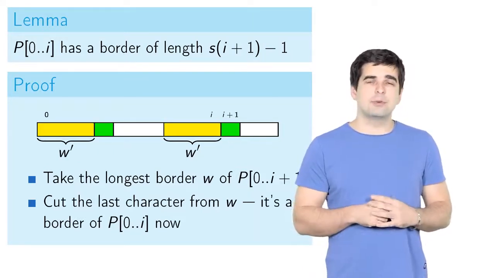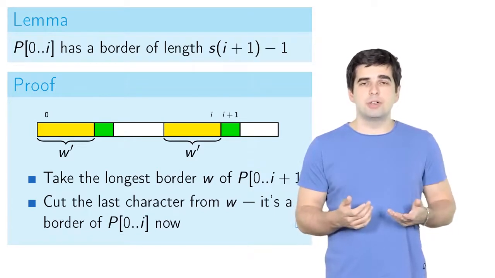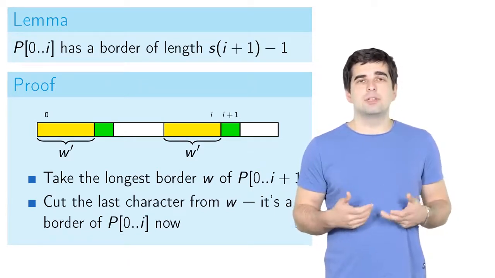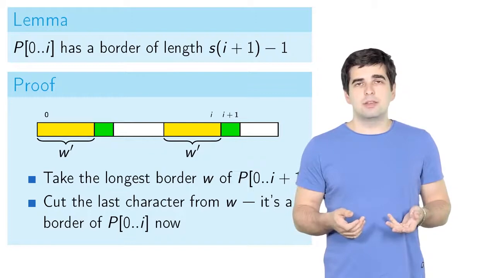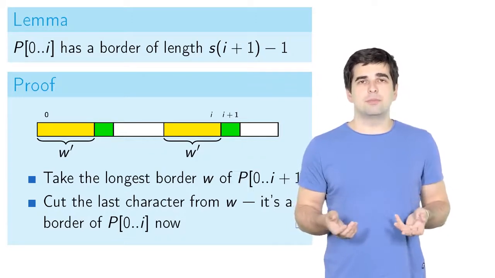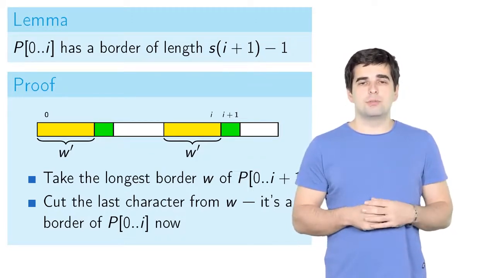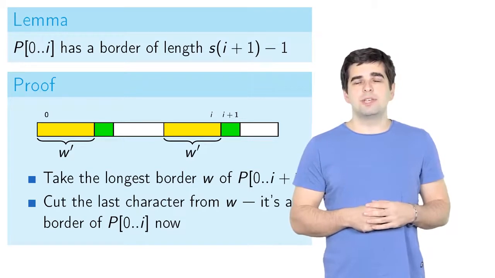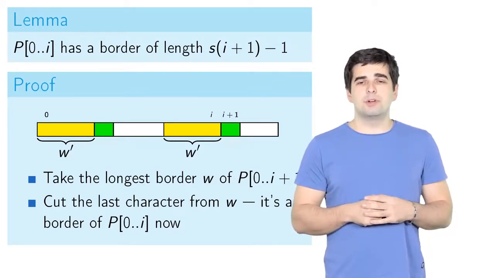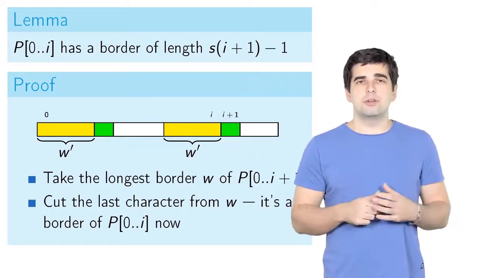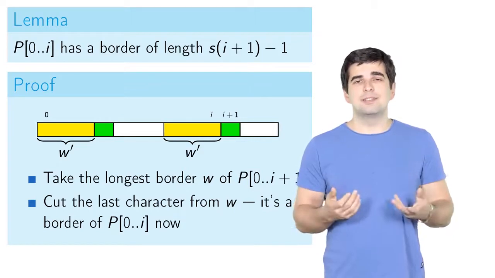What's left, denoted by W prime, is a border of the prefix ending in position I, and its length is exactly s of I plus 1 minus 1. So we've just proved the property. So we see that the prefix ending in I has a border of length s of I plus 1 minus 1, and it means that the longest border of the prefix ending in position I is at least s of I plus 1 minus 1.